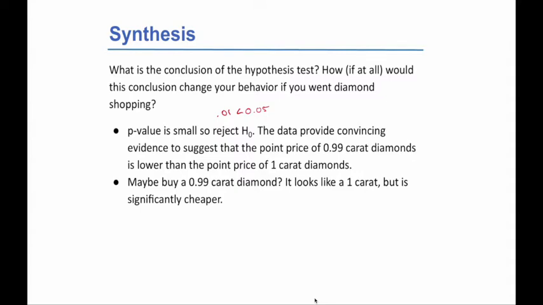So if you went diamond shopping, maybe buy a 0.99 carat diamond. It looks just like a 1 carat diamond, but is significantly cheaper. Or, buy lab created fake diamonds. They're still shiny and they're like $200.